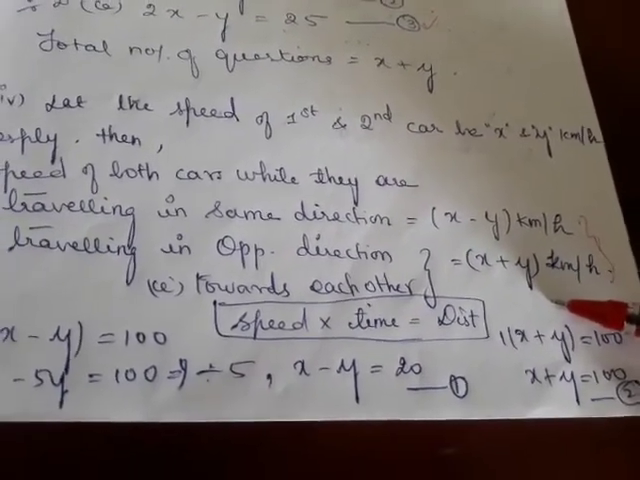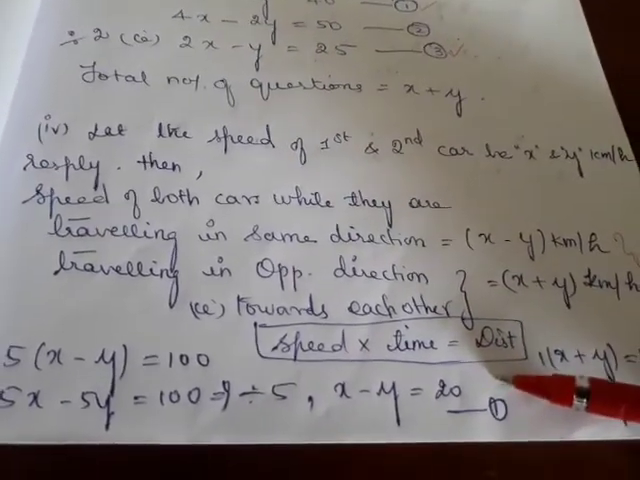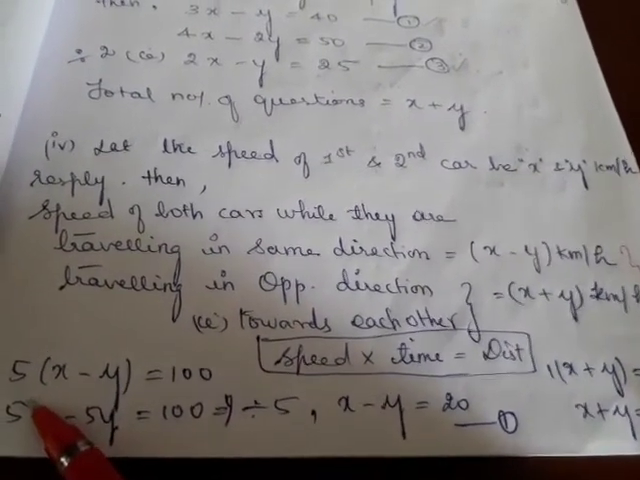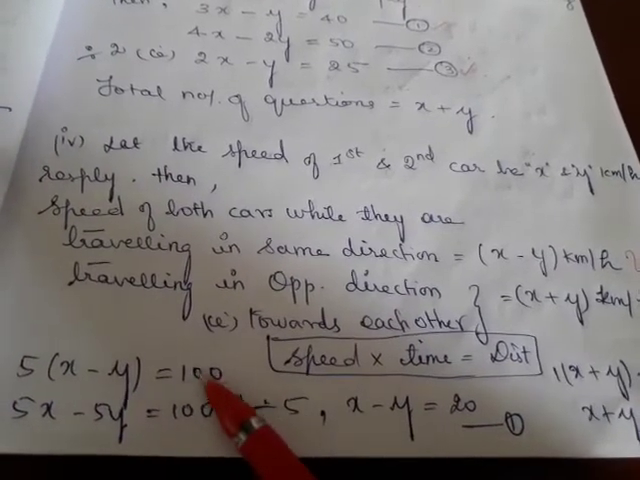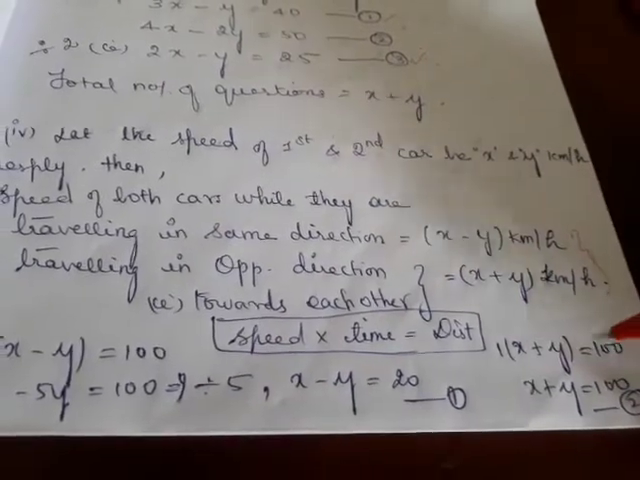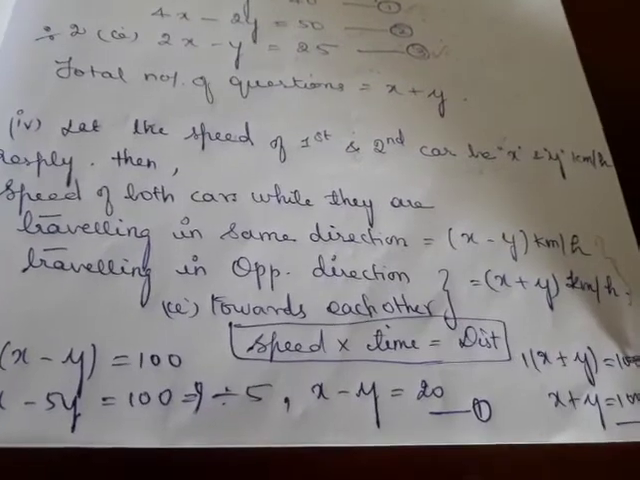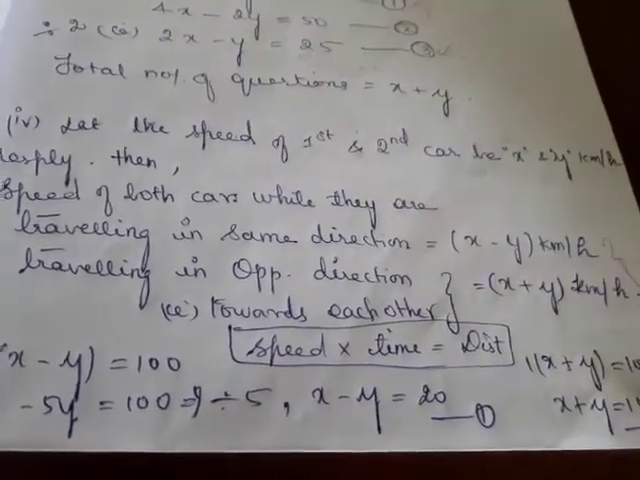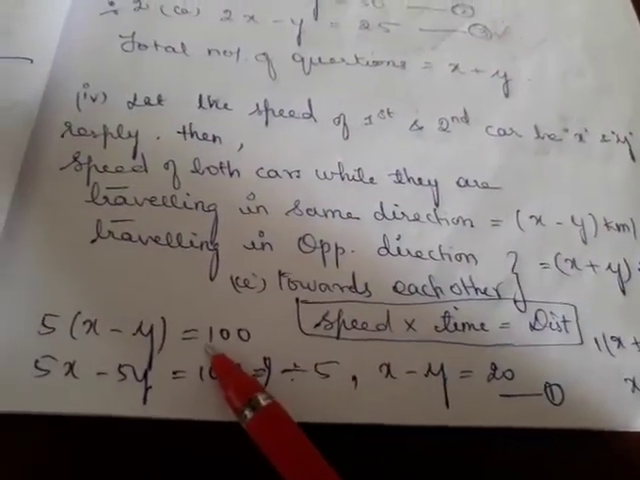Now we will come back to our equation, how we can frame it. We know speed into time gives you the distance. So they meet in 5 hours if they travel in the same direction. So 5 into (x minus y) equals 100 kilometers. If they travel in the opposite direction, they meet in 1 hour. So 1 into (x plus y) equals 100. Right? The distance is 100 only. The distance is never going to change. Now find your equations by simplifying.